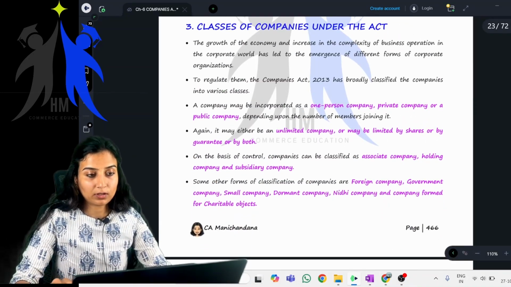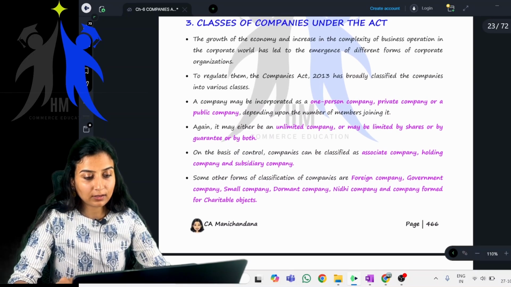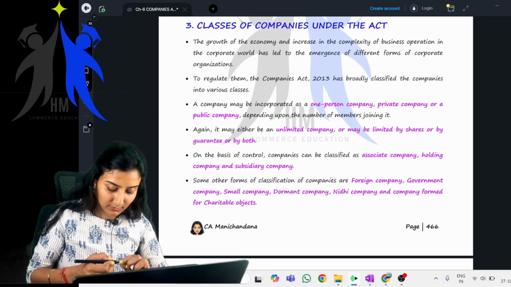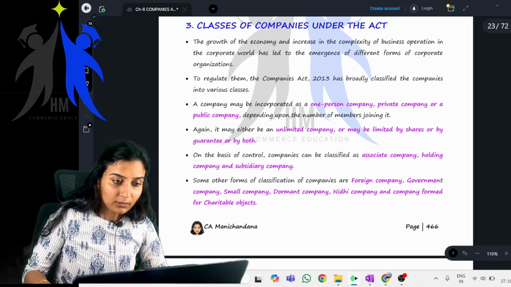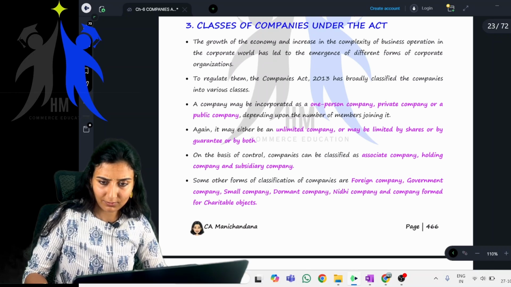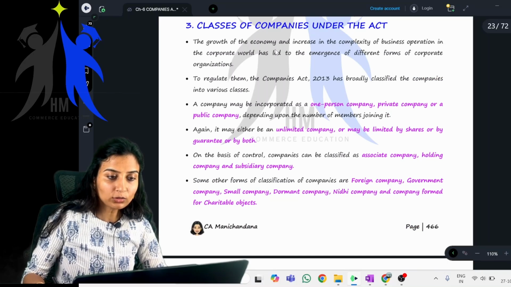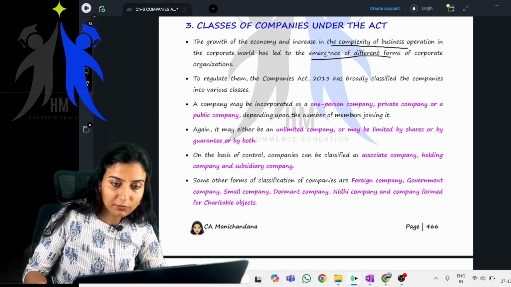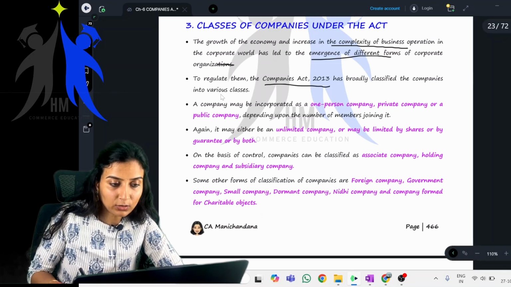Let's start with classes of companies under the Act. Let's read, page number 466, for students who have my material. The growth of the economy and increase in the complexity of business operation in the corporate world has led to emergence of different forms of corporate organizations. To regulate them, the Companies Act 2013 has broadly classified the companies into various classes.